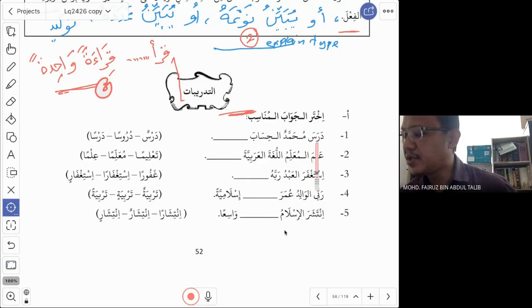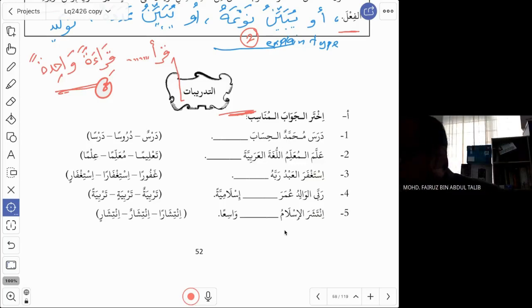So again, you look at the fi'il. If it is a 3-letter fi'il, then of course for the masdar you need to refer to the dictionary. But if it is a 4-letter fi'il, for example ain, lam, lam, mim, allama, where you have 2 lam, then you can refer to the wazan. Allama, what is the masdar for allama? Refer to the wazan, so you will get the correct masdar. Okay, let us try number 1.